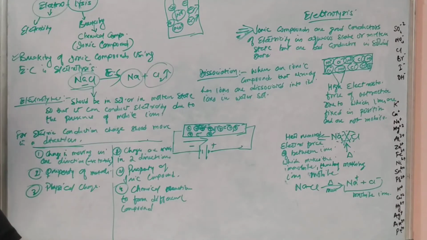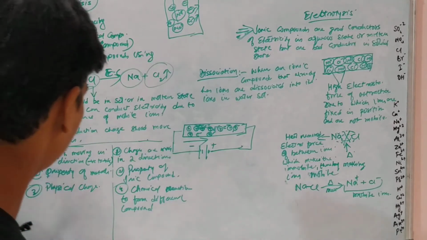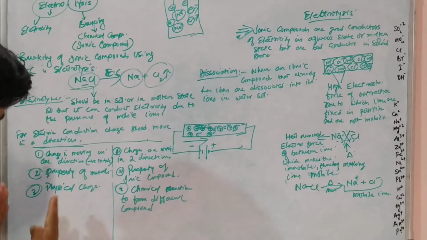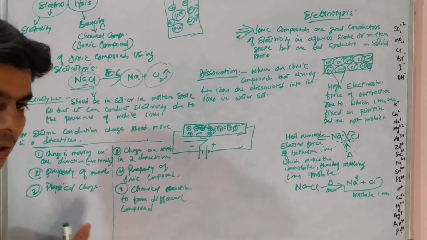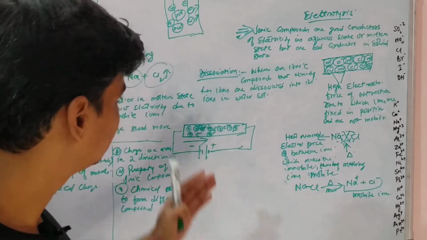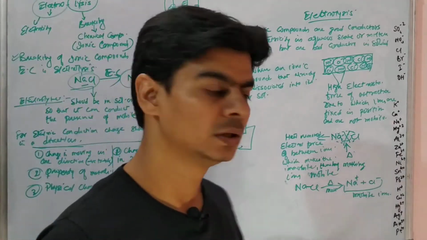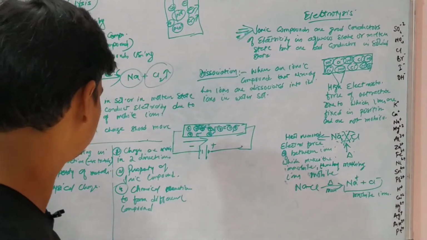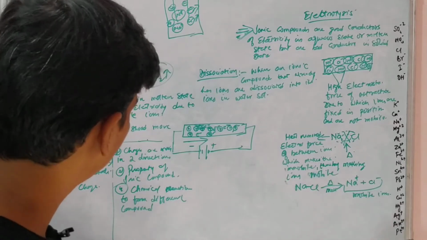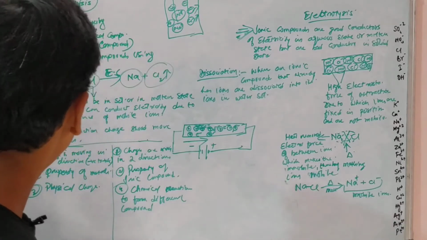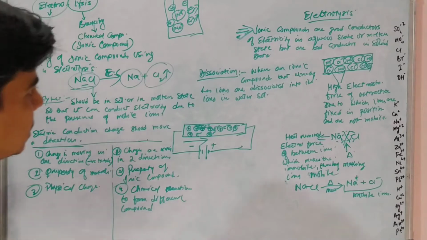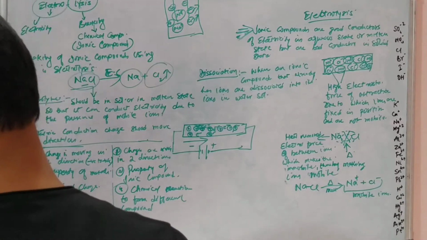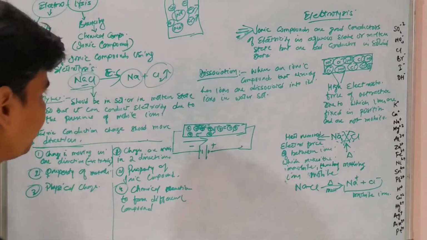Right. So these points are important because this has been asked once. Compare the electrical conductivity of metal, copper and chemical compound copper sulfate. So do remember all these 3 points. Right. So this is all. Just take down notes of all this.